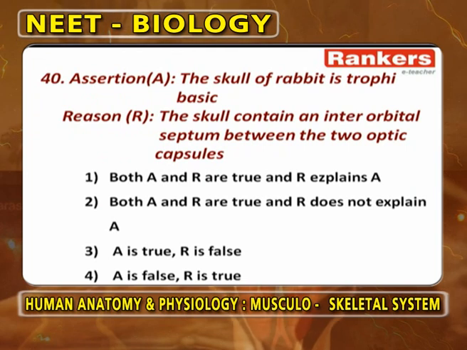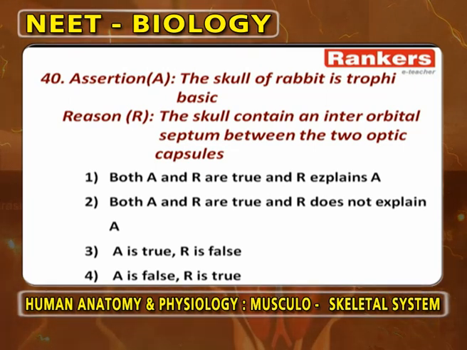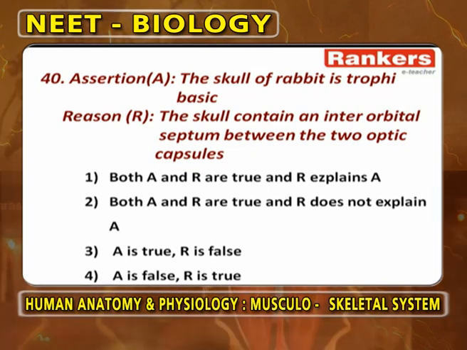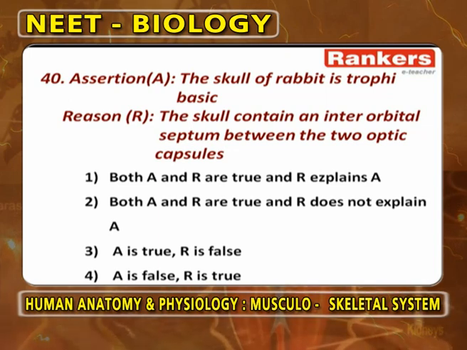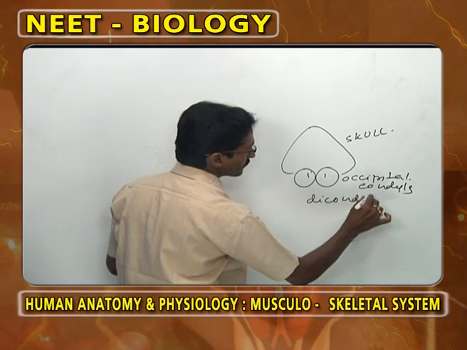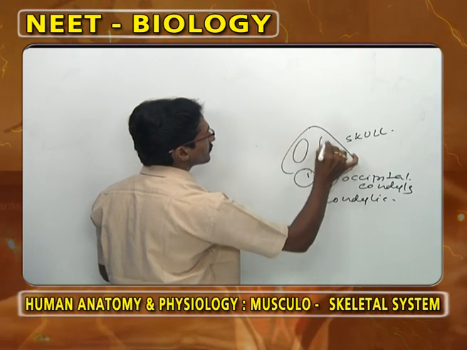Now assertion: the skull of rabbit is tropibasic. What is meant by tropibasic skull? As we observe the rabbit, this part we call the skull. At the base of the skull, two occipital condyles are present. How many occipital condyles? Two. So it is called dicondylic. And this one we call the orbit.